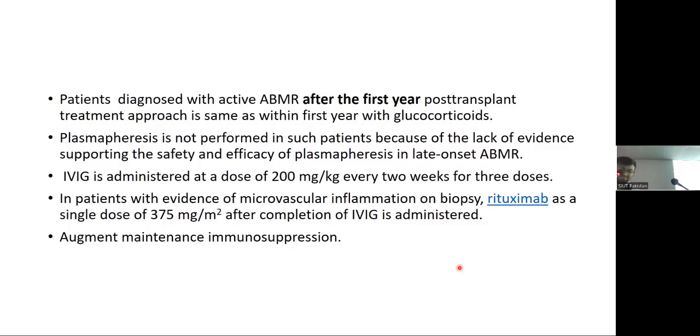So I think if there is hyperacute rejection, if you are sure that the rejection is hyperacute, then the kidney should be removed after.